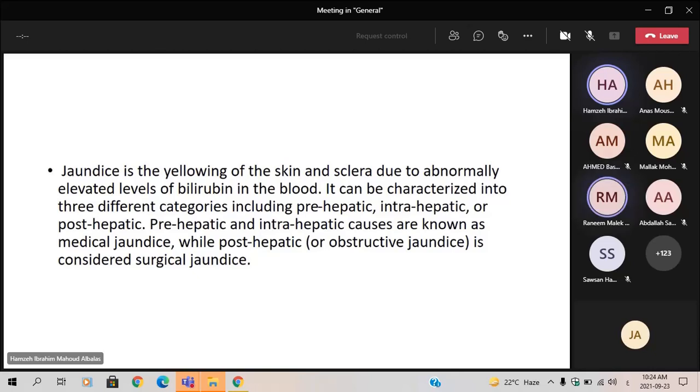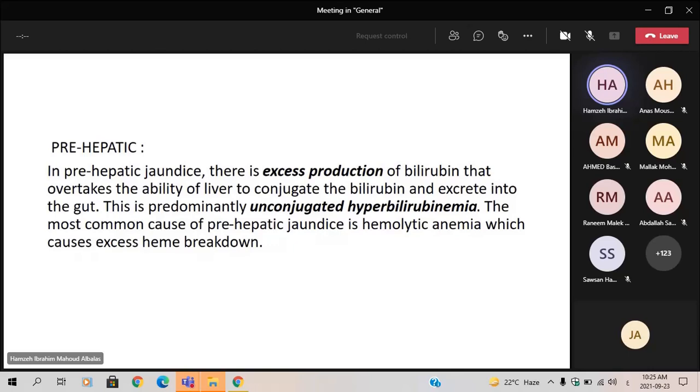Jaundice is the yellowing of the skin and is clear due to abnormally elevated levels of bilirubin in the blood. It can be categorized into 3 different categories, including prehepatic, intrahepatic, or posthepatic. The pre- and intra-hepatic causes are known as medical jaundice, while post-hepatic or obstructive jaundice is considered surgical jaundice, which we will concentrate on here. In prehepatic jaundice, there is excessive production of bilirubin beyond the ability of the liver to conjugate the bilirubin and excrete it in the gut. This is a predominantly unconjugated hyperbilirubinemia. The most common cause of prehepatic jaundice is hemolytic anemia, which causes excess heme breakdown.